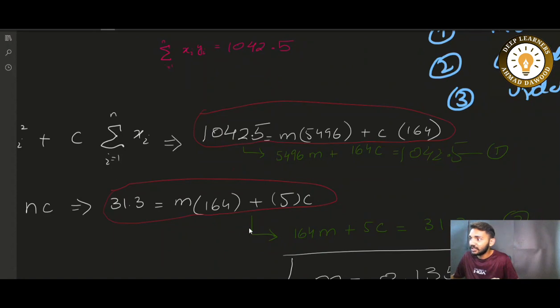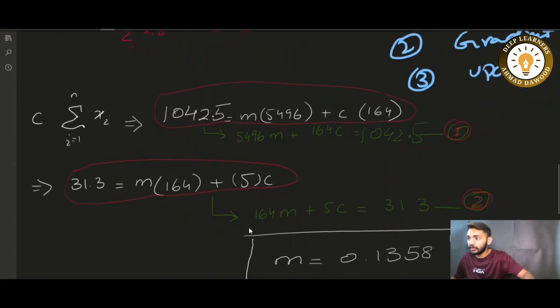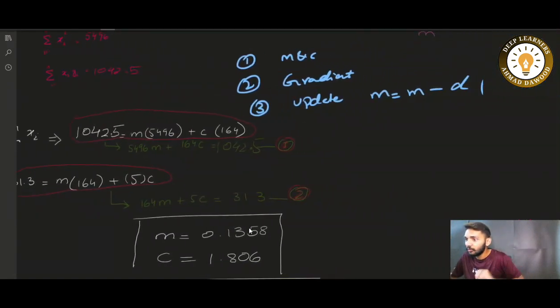When we rearrange these equations, we will get two equations. Here you can say 5496m plus 164c equal to 1042.5. In the same way, the second equation will be 164m plus 5c equal to 31.3. When we solve these equations simultaneously, we get the m and c values.